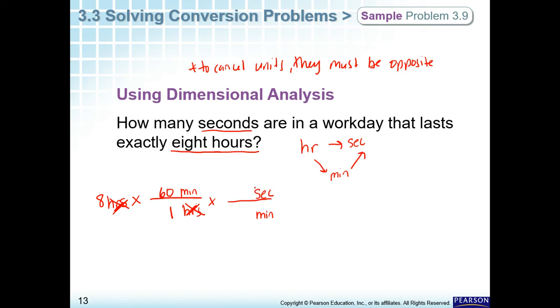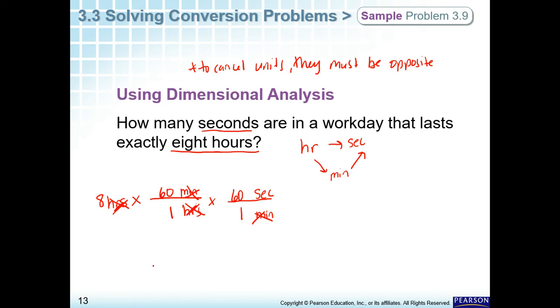And ask yourself, is there a relationship here? Yes, there are 60 seconds in 1 minute. That allows me to cancel my minutes, and now I'm at my seconds. That's exactly what I wanted since it's asking how many seconds. Then you plug it into your calculator.